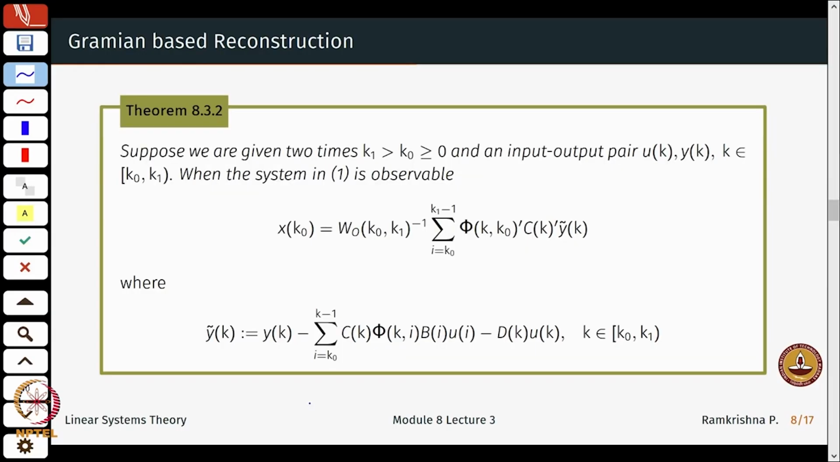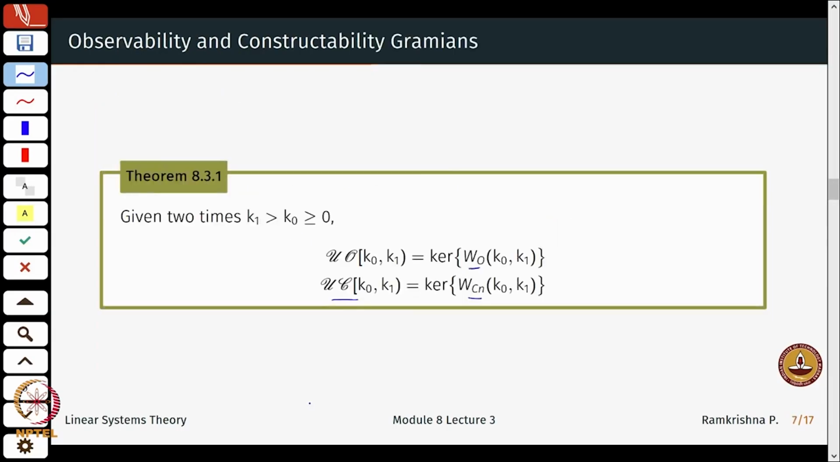Again, we can prove this quite easily. Of course, the rank based conditions still hold, right. So the system is observable if and only if the rank of W O is n.